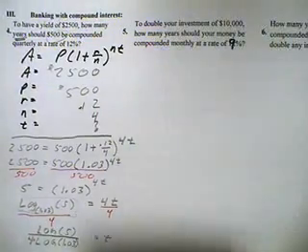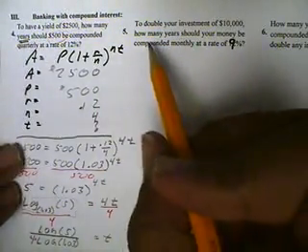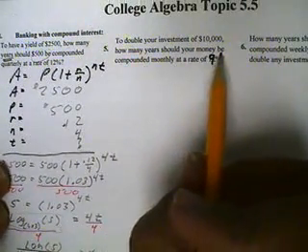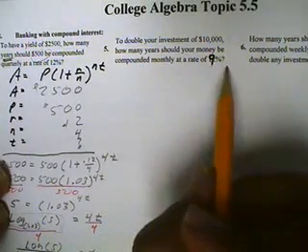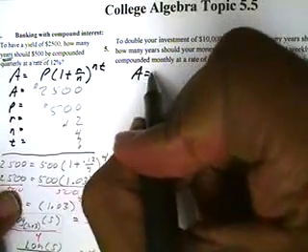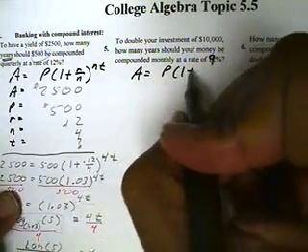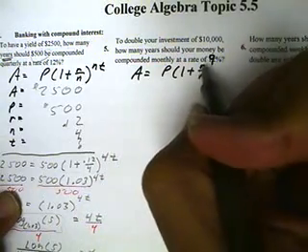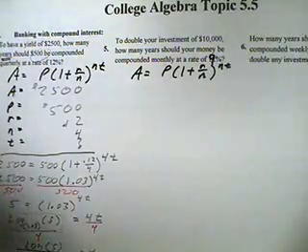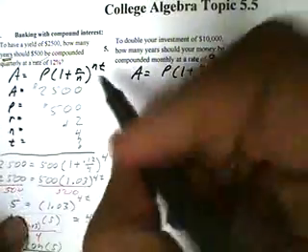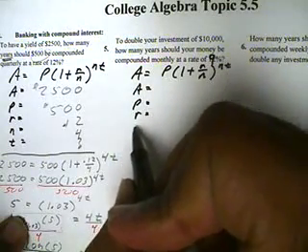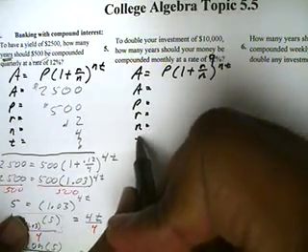Alright, next. To double your investment of $10,000, how many years should your money be invested, if it is compounded monthly at a rate of 9%? Okay, well, again, our formula is A equals principal times 1 plus the rate divided by N, all to the power of N T. Find our A, our P, our R, our N, and our T.